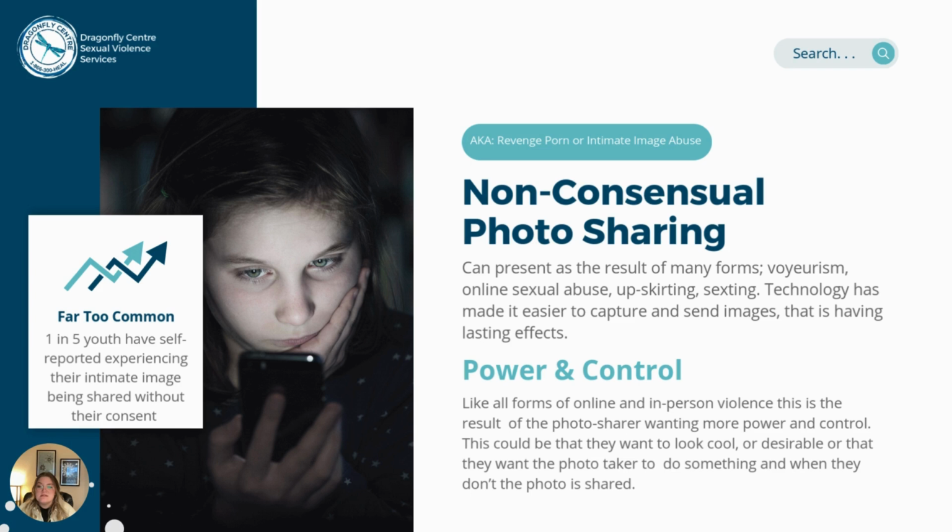In some cases, victims may feel pressured to comply with further demands out of a fear of future exposure. This behavior can intersect with gender-based violence, where young women and gender diverse individuals are disproportionately affected. The stigma and victim blaming associated with image sharing can discourage survivors from seeking support.